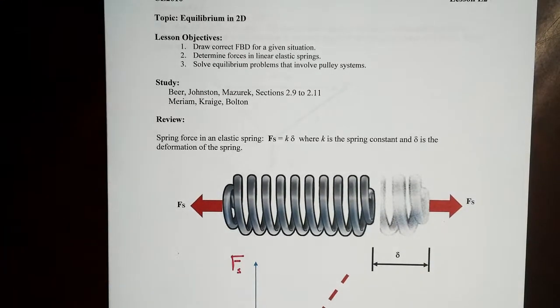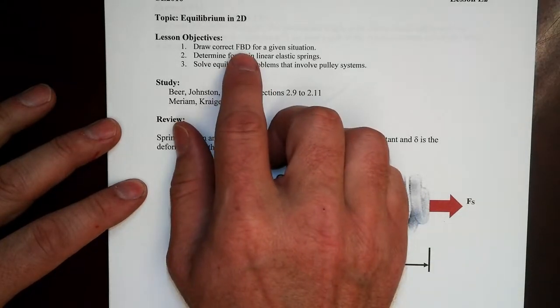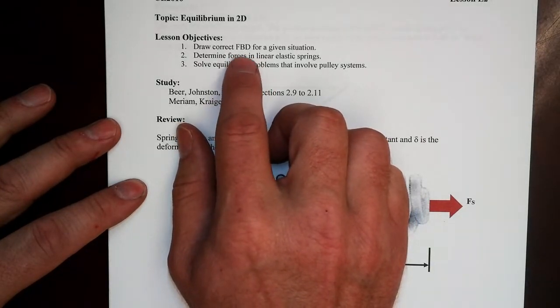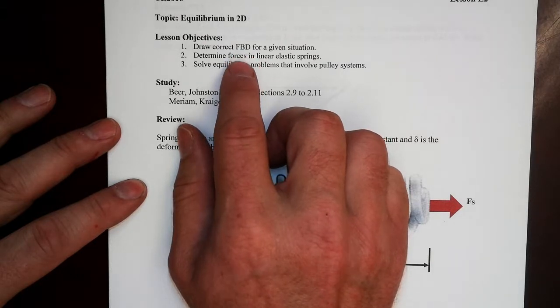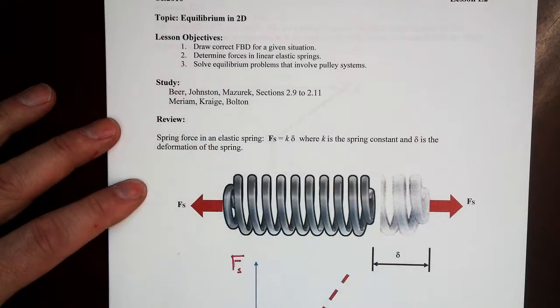Alright, in our second lesson on equilibrium, we're going to figure out how to deal with some more complex free body diagrams. We're also going to work with elastic springs, and we're going to look at examples with pulley systems.